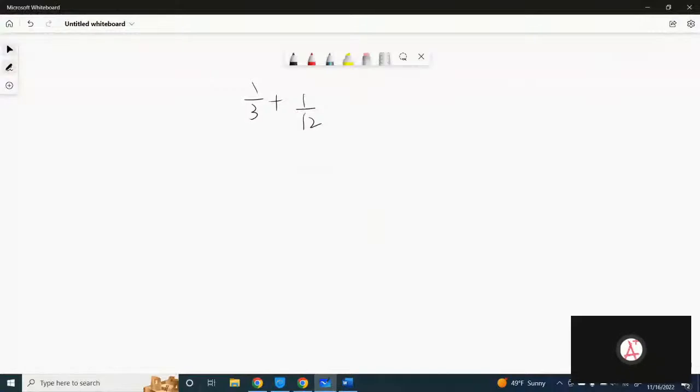Okay, first of all, you have to make their denominators the same. Got it? The greater number is 12. We have to make the smaller denominator equal to the greater one. 3 times what number is 12? 3 times 4 is 12. So you have to multiply this fraction by 4. Got it? You need to do 1 times 4 and 3 times 4, and plus the big 1 over 12 is exactly the same. Got it?